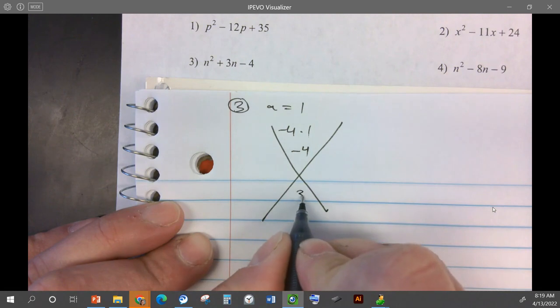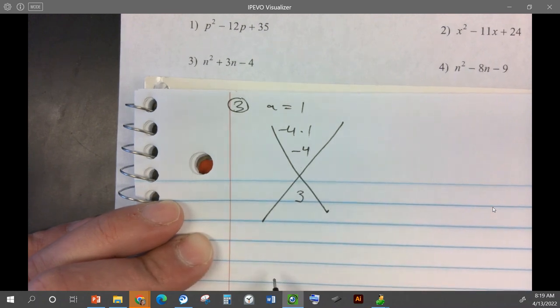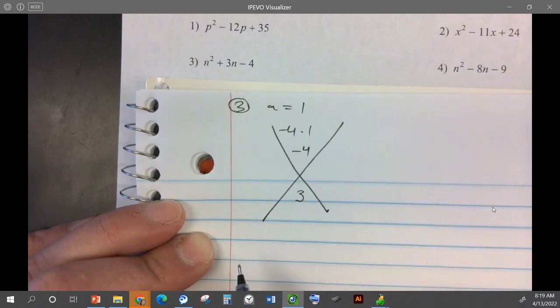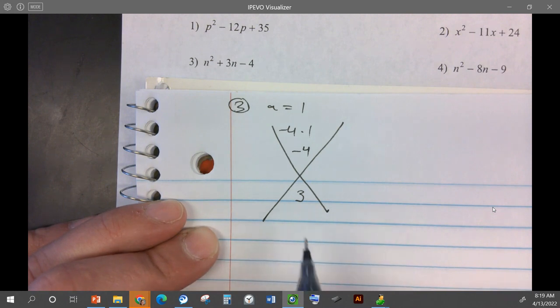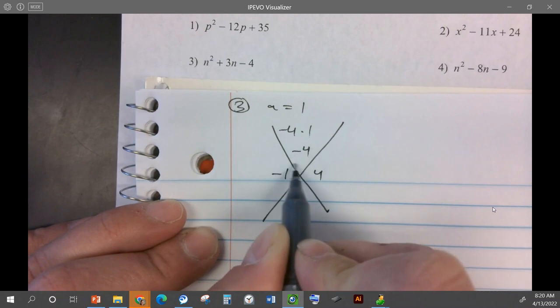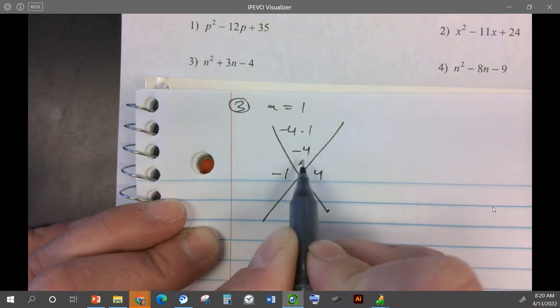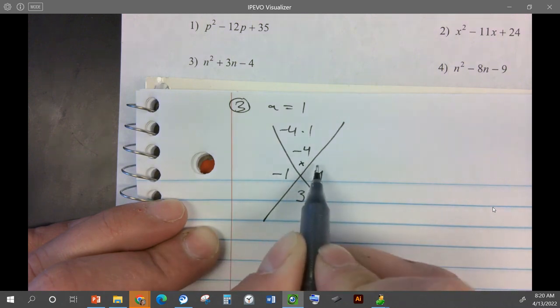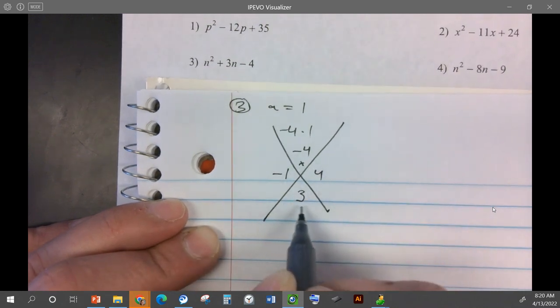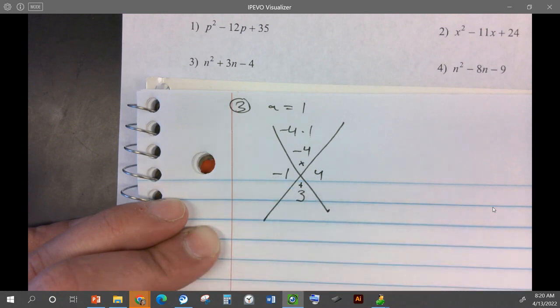And then B here is 3. So I need factors that multiply to get -4 and add to get 3. Can you think of some numbers? Good. -1 and 4. Good. So we need one of these to be negative because the top number is negative. Negative times a positive gives us a negative. And then the big number needs to be positive because our number down here is positive. So 4 plus -1 gives us 3.